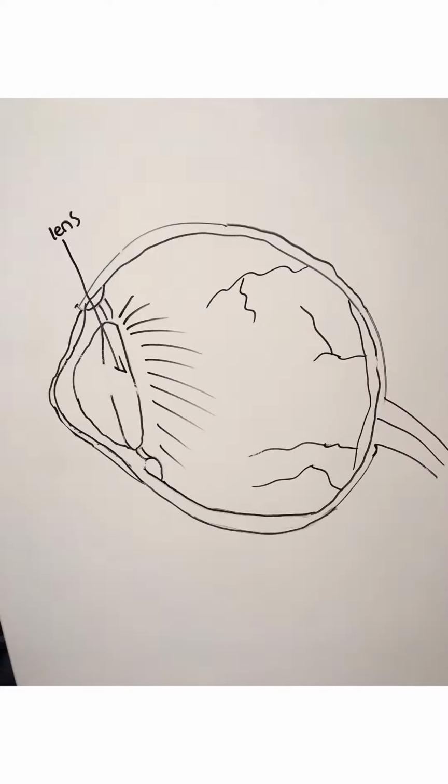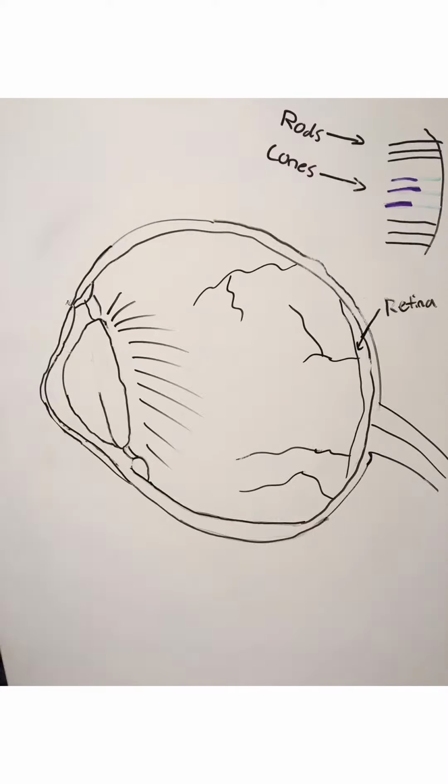The lens focuses the incoming light towards the back of the eye and the retina. The light then reaches the retina, a light-sensitive tissue that lines the back of the eye. This tissue contains the macula, giving us central vision, as well as two types of photoreceptors, rods and cones.